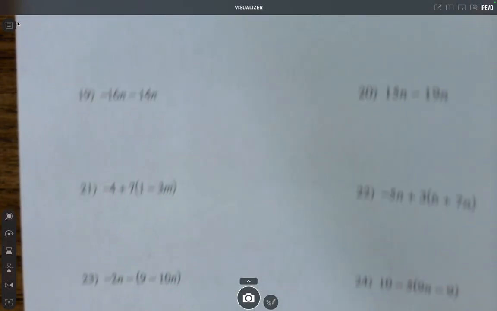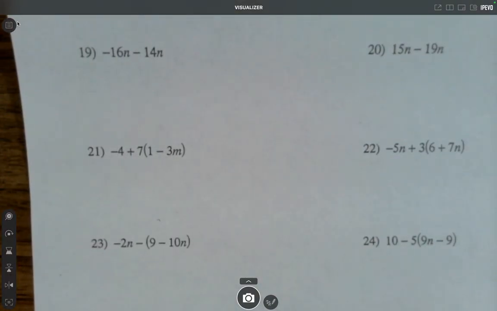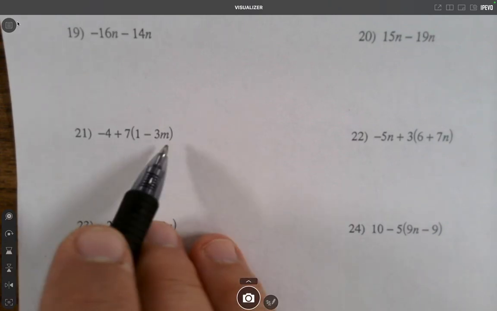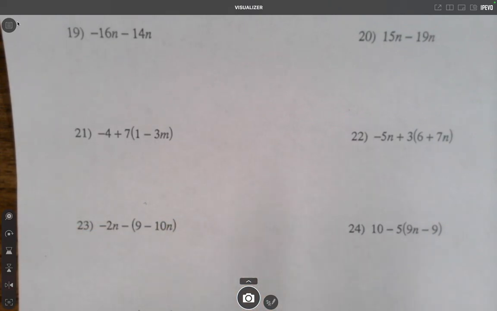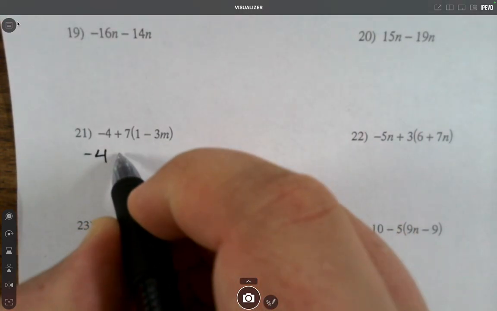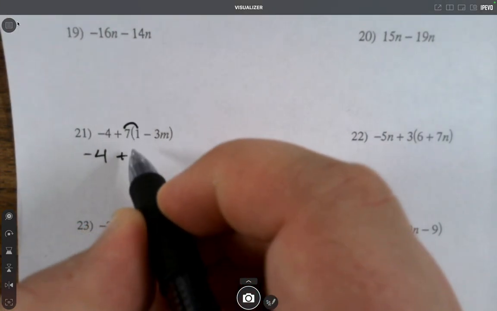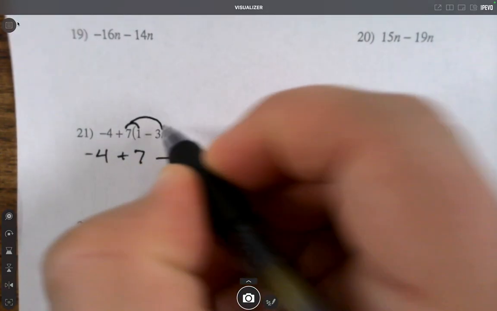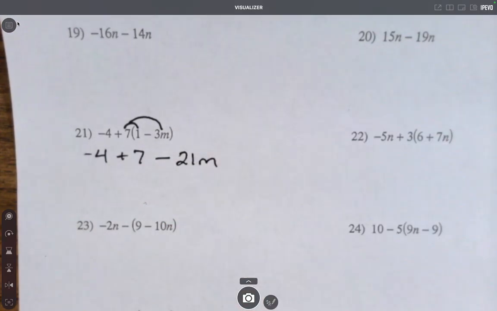Okay, let's try number 21. This relates us back to our previous lesson, which is the distributive property. When you see these parentheses, you should do the distributive property first, then try to combine like terms. So I'll just leave the -4 as it is for now. I do 7 times 1, which is 7, minus 7 times 3m, which is 21m.